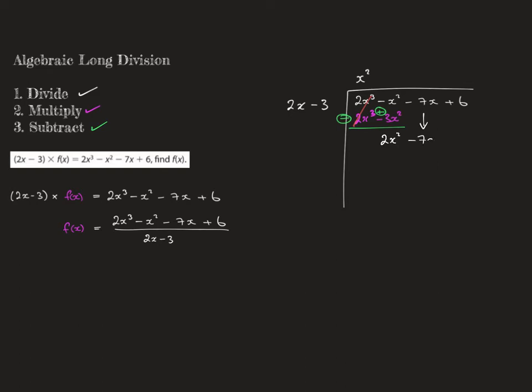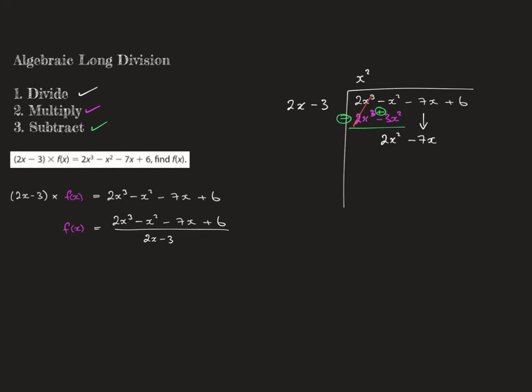Minus 7x. Okay, so that's my first cycle complete. And you can see here I divided this into these terms here. Now I'm going to bring down this and divide this into this, and that will give me something down here. And if I bring down that, I can divide that into whatever's left down here. So you can see how it's going to unfold, right?